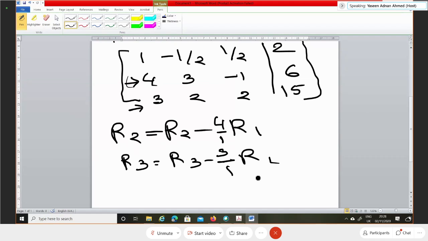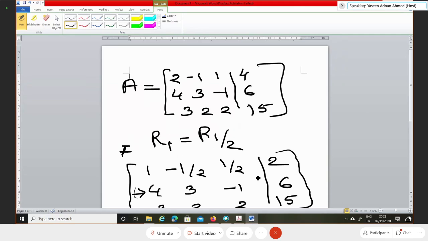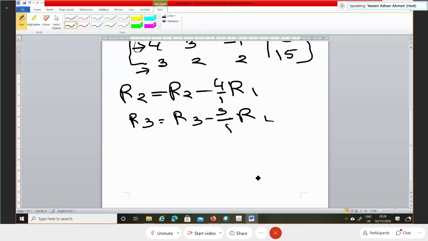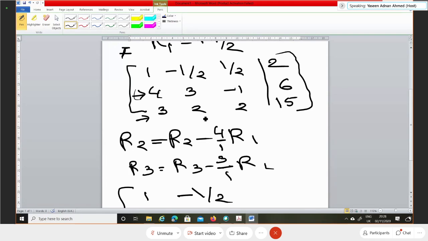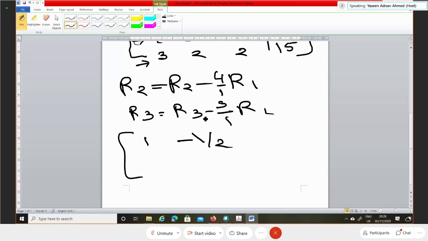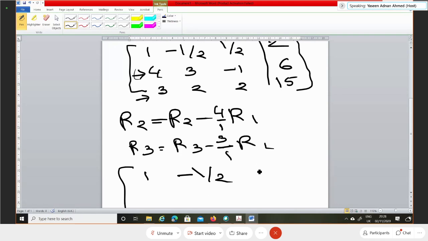Please solve it. So in short, you can make it like this. Row number 1 I'm not changing, so we have 1, minus half, and what is half, right? Okay. And then half, and then 2. So then R2 will be, so just calculate the values.